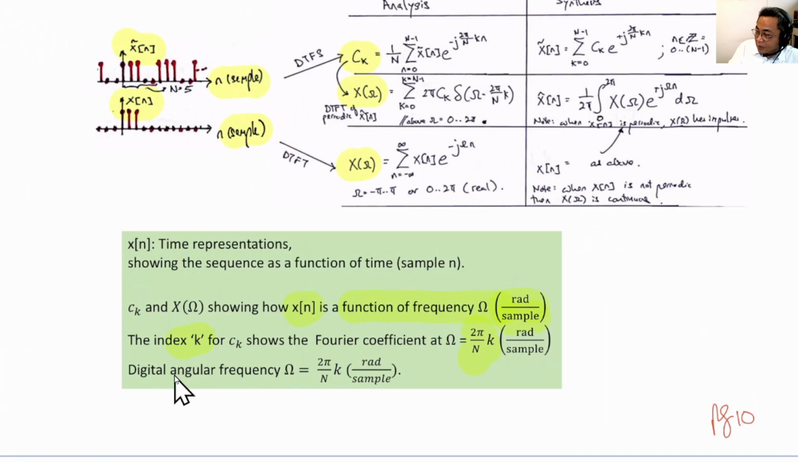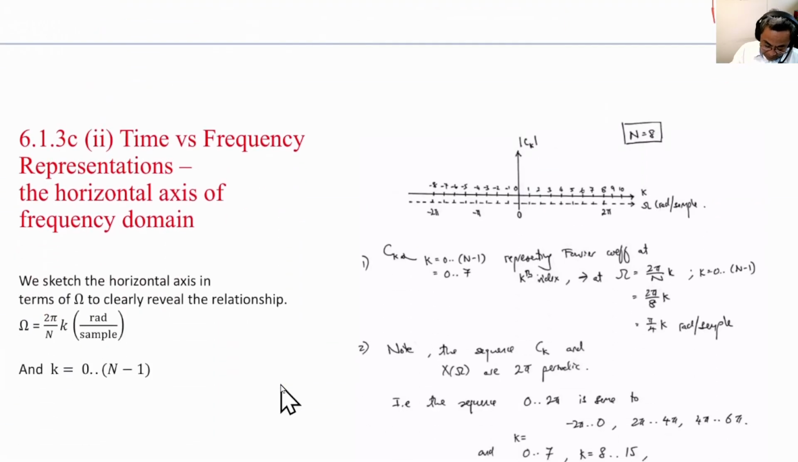Omega is called the digital angular frequency. The digital because we are in discrete time, so it's with respect to samples. The angular frequency is from 2 pi, I mean, how fast we are rotating. So it's 2 pi, how many samples? So how many radians per sample? So please remember this term, digital angular frequency.